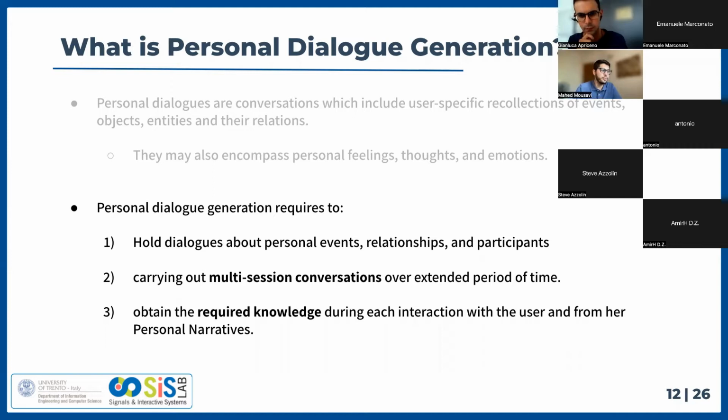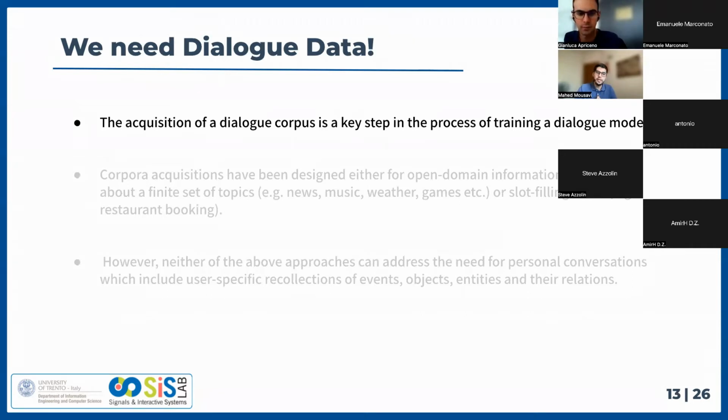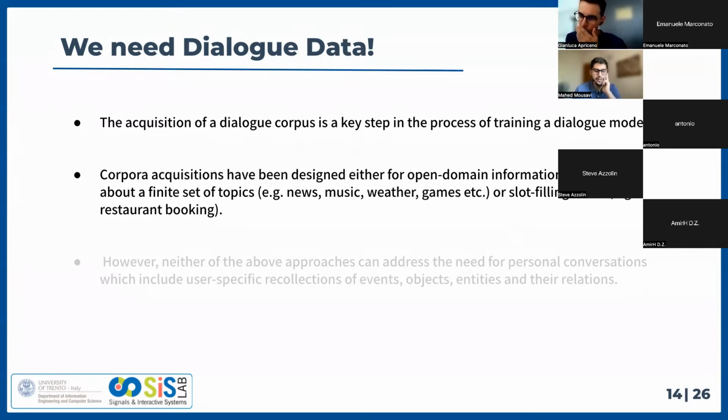So what we need to do is to obtain such knowledge during the interaction with the user, from her narratives and from her own turns during the dialogue. So the first thing we need to discuss is that we need dialogue data. We need domain data. The acquisition of a dialogue corpus is a key step to train a dialogue model and to evaluate it. As I anticipated, such data currently available in research is either for open domain information retrieval for a selected set of topics or slot filling and task-based scenarios.